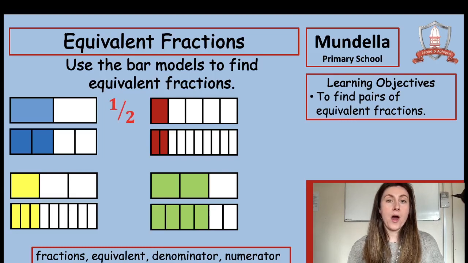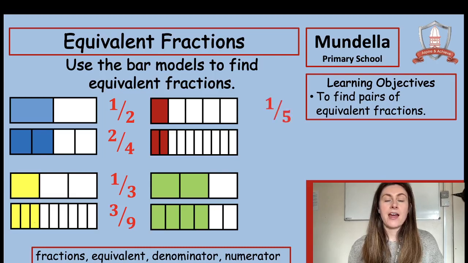So the first one, I've got 1/2, and that's the same as 2/4. They are equivalent fractions. Next, I've got 1/3 and 3/9. Well done, because that's split into 9 parts. 3 of them are shaded, so it's 3/9. Here I've got 1/5, and then we already know this. 1/5 is the same as 2/10. They are equivalent. And then at the bottom here, I've got 2/3, and that is the same as 4/6. Well done if you worked out the equivalent fractions. So bar models are really useful to help us work out equivalent fractions.